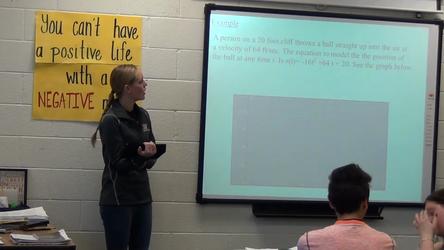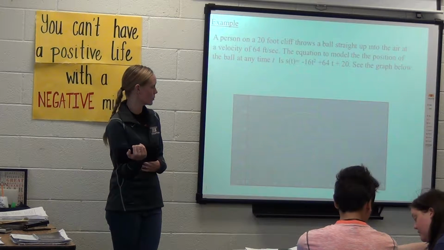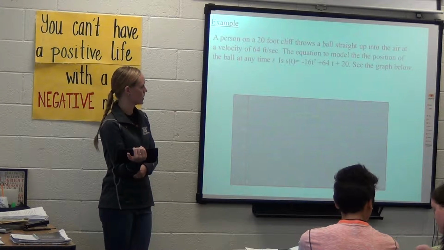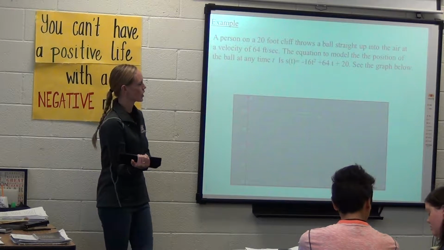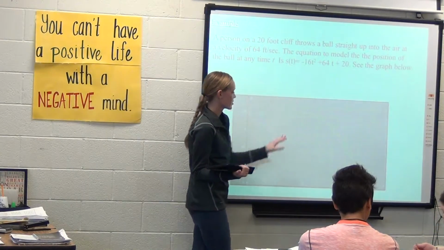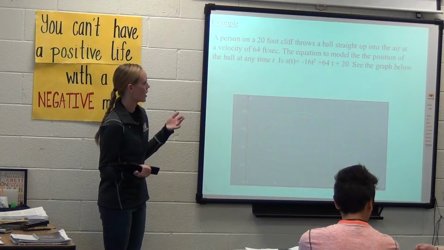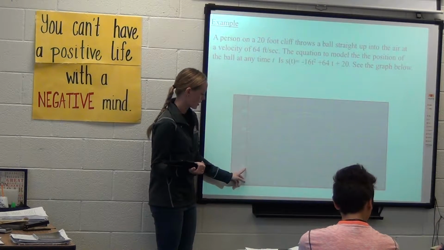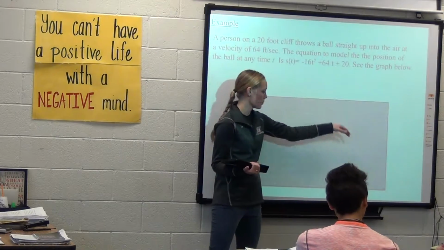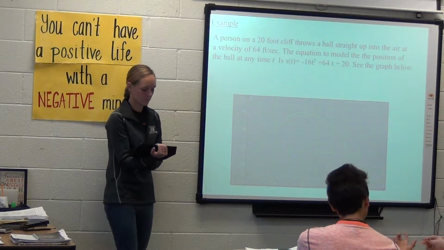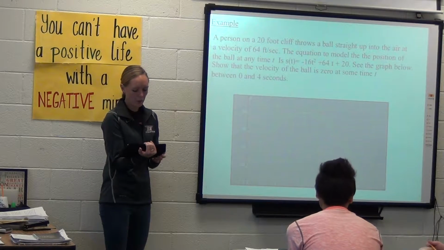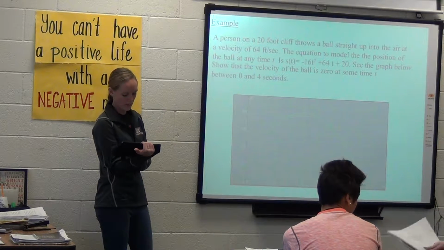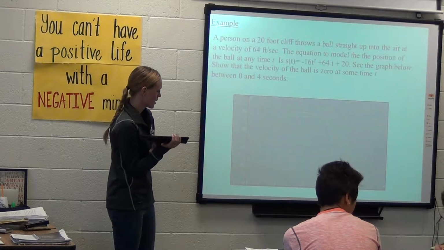So here we have a person on a 20-foot cliff who throws a ball straight up into the air at a velocity of 64 feet per second. This is our position equation. This right here is the graph of the position of the ball that's being thrown off the cliff. So the person starts right here at the cliff that's 20 feet, throws the ball up, and then it eventually goes back to the ground. We want to show that the velocity of the ball is 0 at some time between 0 and 4 seconds.